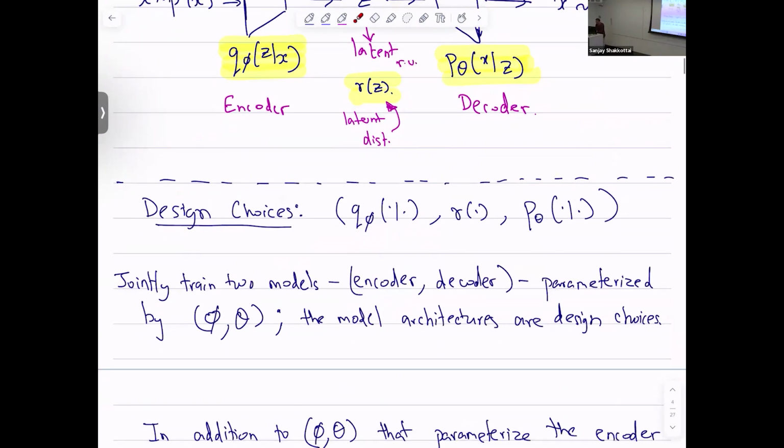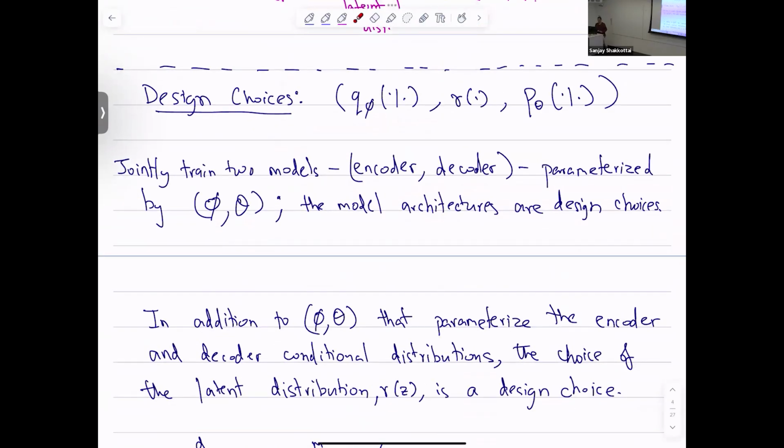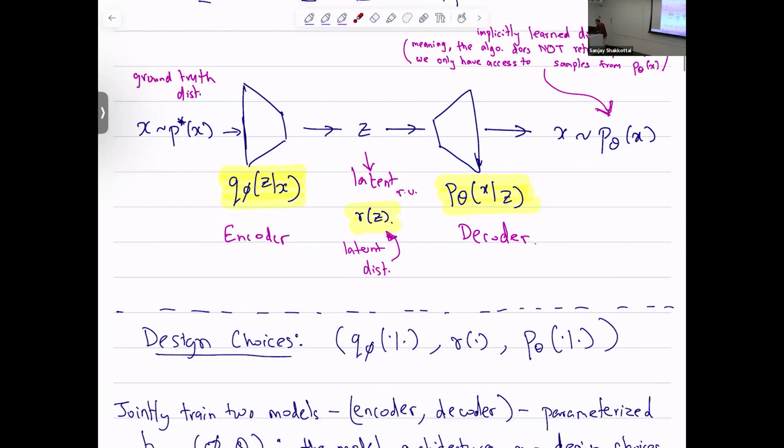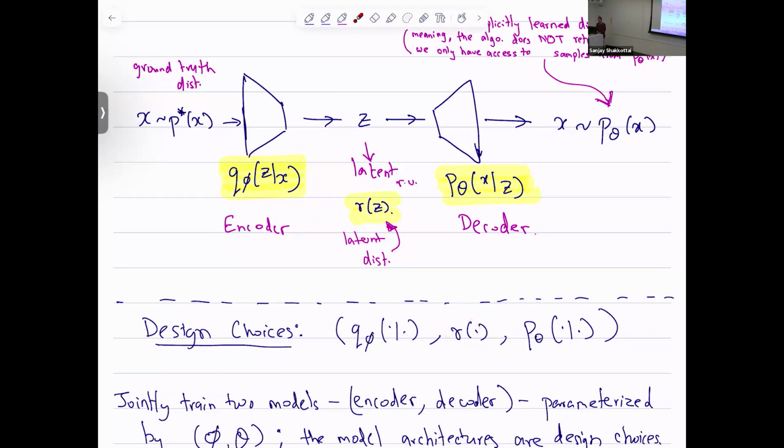Okay, so the design choices are encoder, decoder, phi and theta, and the distribution in the middle. Now, an autoencoder is a deterministic transformation. We are not. This is a sampler. And what do I mean by that? So there's an intermediate random variable in the middle.